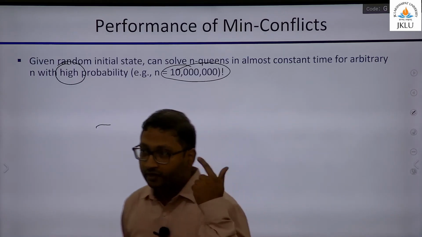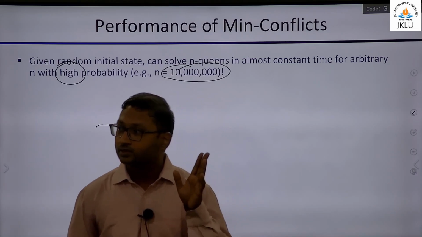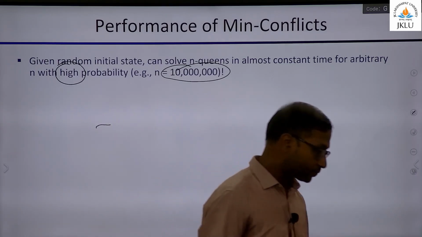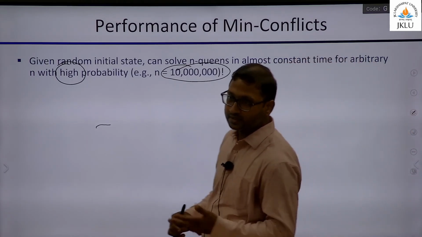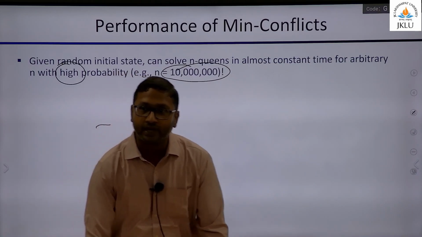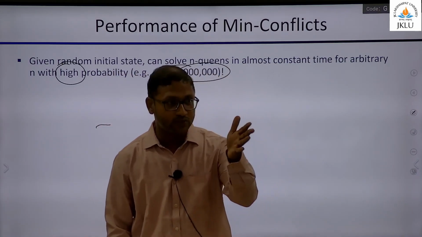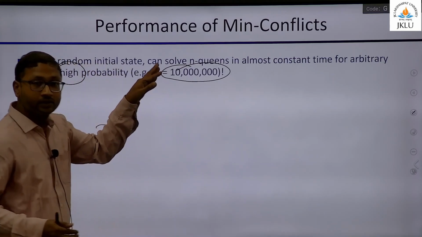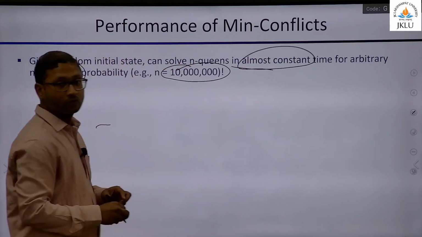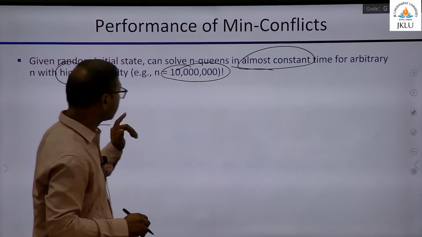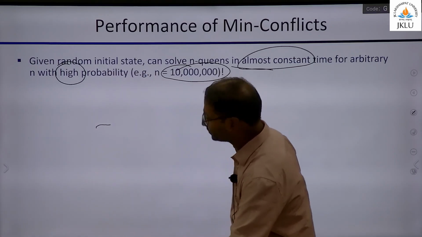देखो, DFS with backtracking, we said it was n equal to 25 के आसपास. Then MRV, LCV, arc consistency and all those, that made it possible for n equal to 1000, right? And now if you see 10 million, and that too in almost constant time. So this is a powerful algorithm, but does it solve it? No.